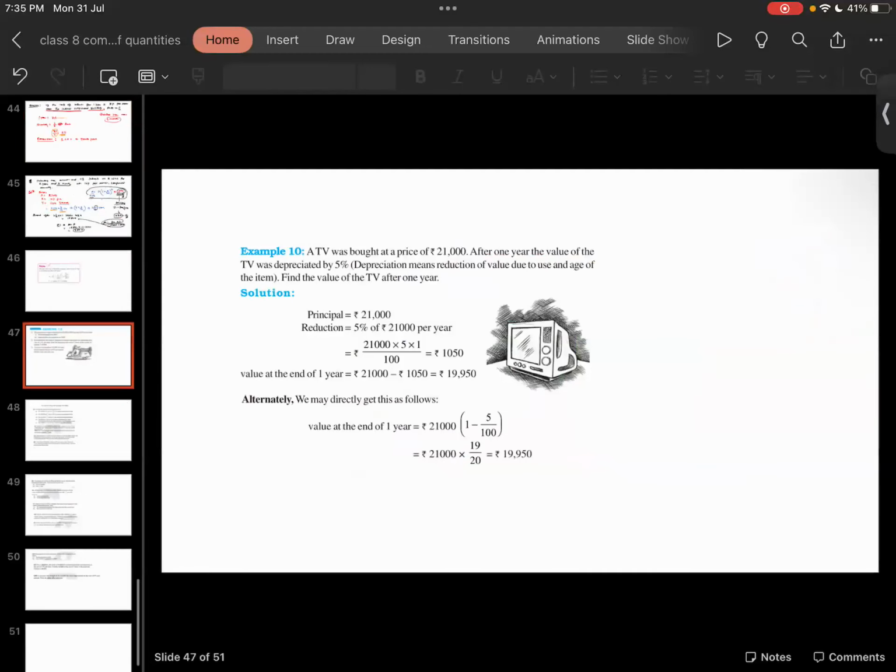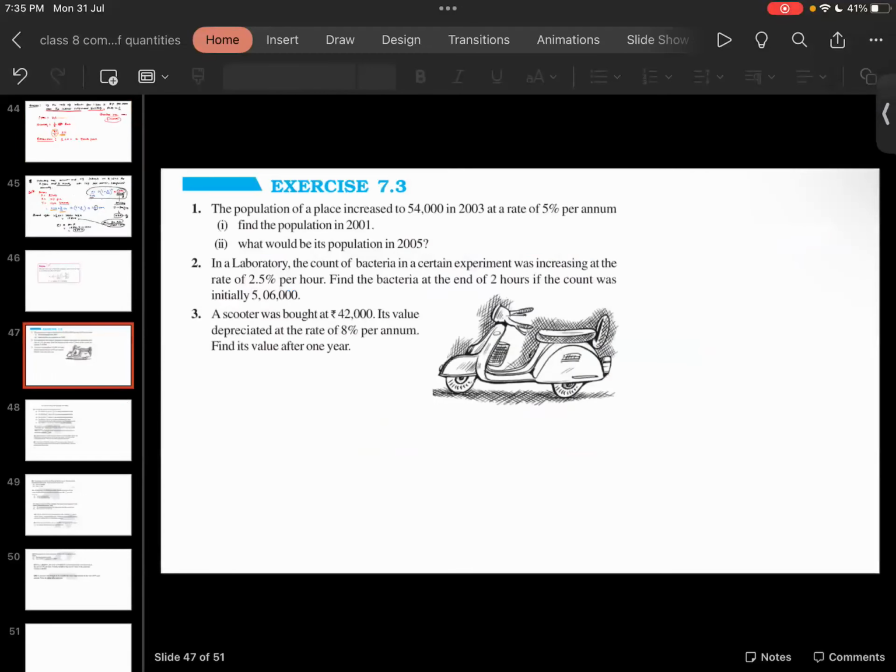Started with the exercise 7.3. See this one, the population of a place. That is the updated one. Yes, sir. Okay, where did you verify it from, by the way? Sir, my book. Okay, from your book. And see the edition in the book.